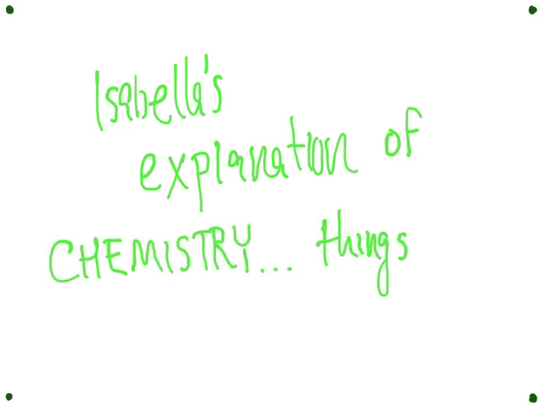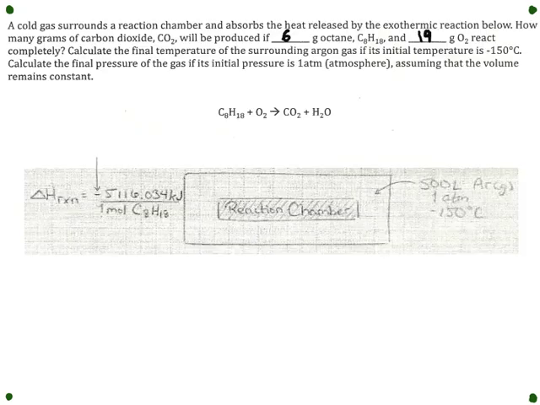Today we will be completing the following problem. A cold gas surrounds a reaction chamber and absorbs the heat released by the exothermic reaction below. How many grams of carbon dioxide will be produced if 6 grams of octane and 19 grams of oxygen react completely? Calculate the final temperature of the surrounding argon gas if its initial temperature is negative 150 degrees Celsius. Calculate the final pressure of the gas if its initial pressure is 1 atmosphere, assuming the volume remains constant.